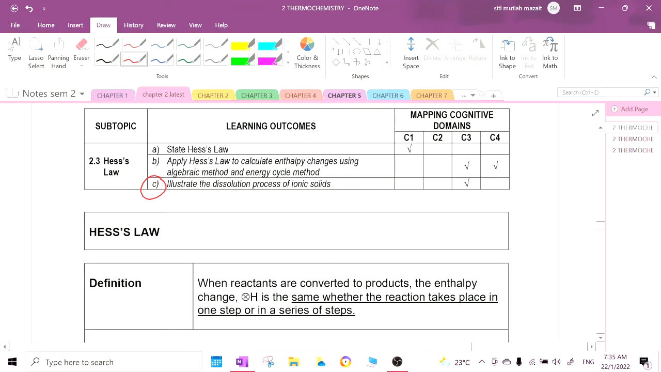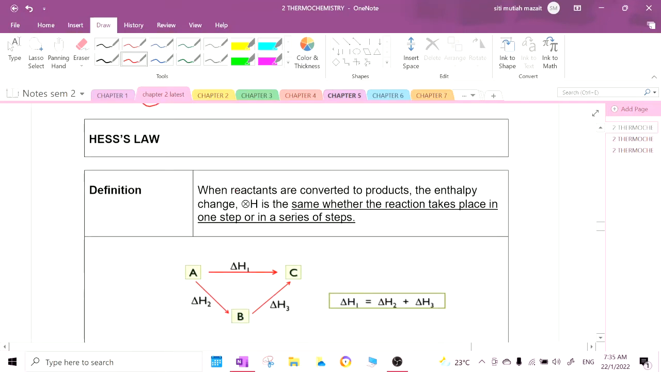So what is Hess law? Hess law is when a reactant is converted to the product. For example, A becomes C. So the enthalpy change is the same whether the reaction takes place in one step or a series of steps. So it means that A becomes C.